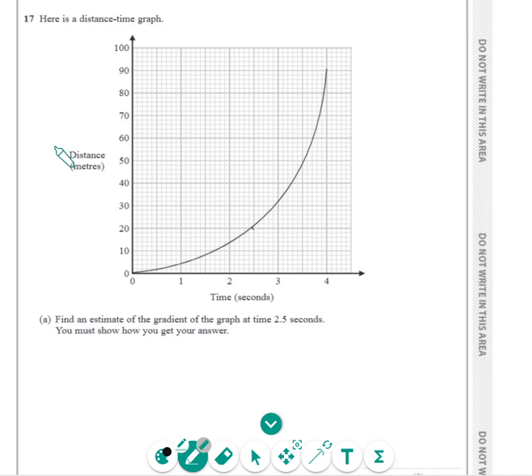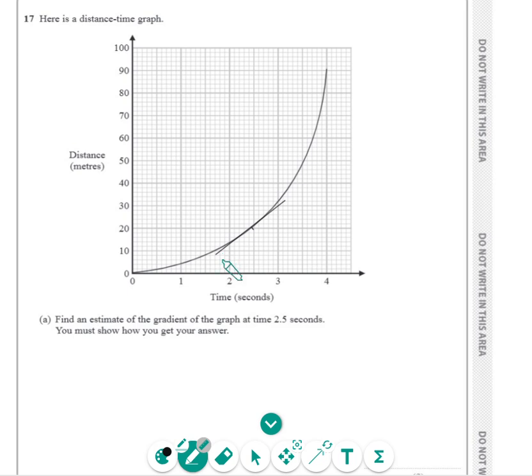Question 17. Here is a distance time graph. Find an estimate of the gradient of the graph at time 2.5 seconds. You must show how you got your answer. So if we want to work out an estimate of the gradient, we're going to draw a tangent at this point. Your tangent wants to have roughly the same gradient as your curve. You need to have no air between. So if there's a gap between where you've drawn your tangent and the curve, then redraw that one.